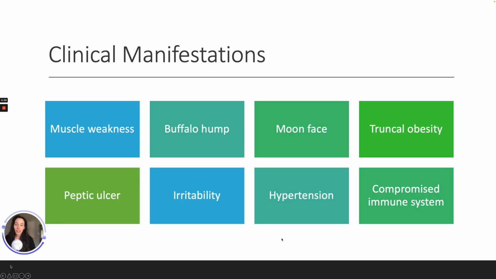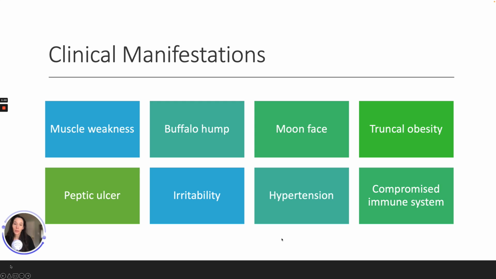So clinical manifestations that we're going to see in these patients include muscle weakness due to hypokalemia or loss of muscle mass from increased catabolism. You may also see a buffalo hump. It's one of the symptoms in the Cushing's triad, and these are fat pads on the upper back. You'll also see a moon face, which is also included in Cushing's triad and recognized as fat over the face. And you'll see truncal obesity. So these are fat pads throughout the trunk, and this is the third part of Cushing's triad.